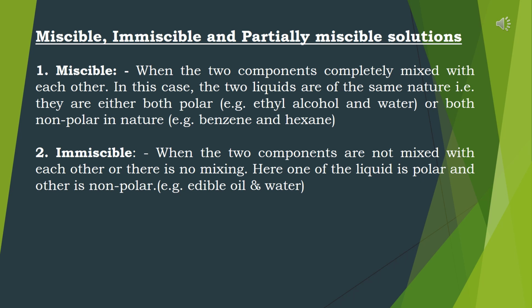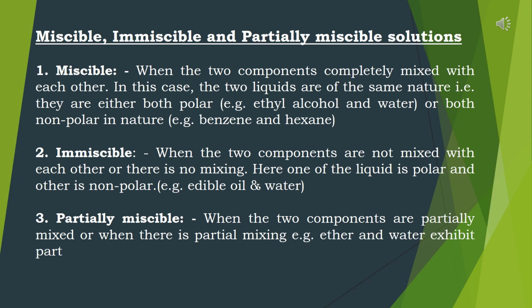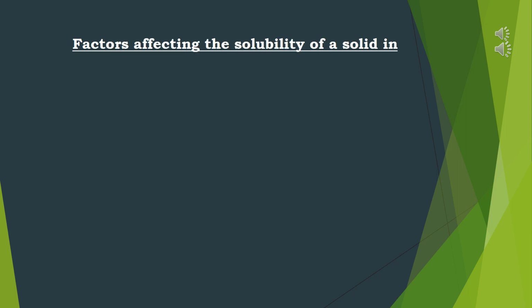And third type of solution is partially miscible solution. When the two components are partially mixed, that means it forms partially miscible solution. For example, ether and water exhibit partial miscibility. So let's study what are the factors which affect the solubility of a solid in a liquid.